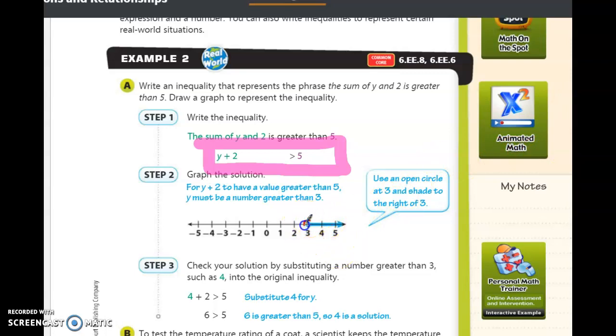So that's why when we graph this, they came down here and they put an open circle at the 3. It's kind of hard to see, but that's an open circle because it's not equal to 3, but it's anything bigger. So they highlighted it in this direction.